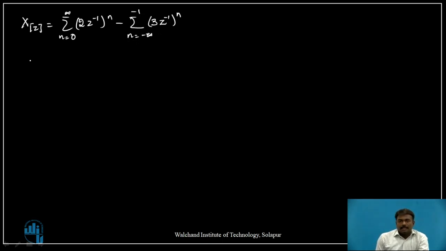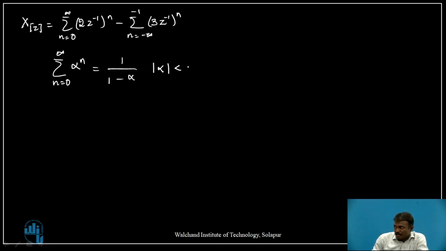Now, in the earlier two examples, we have used the infinite summation identity, that is summation n equal to 0 to infinity of alpha to the power n, which is equal to 1 divided by 1 minus alpha. This infinite summation identity is valid for mod alpha less than 1. So by comparing X of z with the infinite summation identity, we can see that the first summation is identical with this identity, whereas the second summation is not identical with the infinite summation identity.